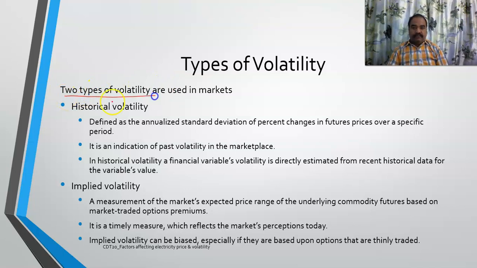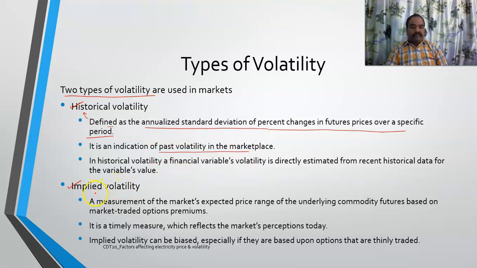As mentioned here, the first one is historical volatility. The other one is implied volatility. Historical volatility is a standard one. It is defined as an annualized standard deviation of percentage changes in futures prices over a specific period. So we will see what the changes in the electricity prices are over a duration of time, and based upon those changes, we will determine the standard deviation and annualize it over an entire year. So this is called historical volatility, and it is basically an indication of past volatility in the marketplaces.